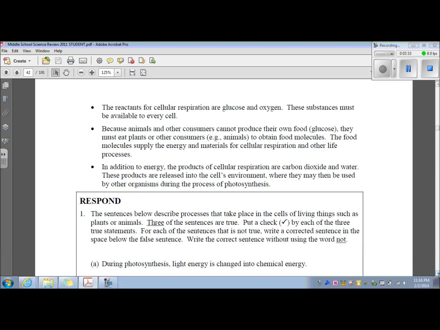In addition to energy, the products of cellular respiration are carbon dioxide and water. These products are released into the cell's environment, where they may be used by other organisms during the process of photosynthesis. This concludes the photosynthesis and respiration section.